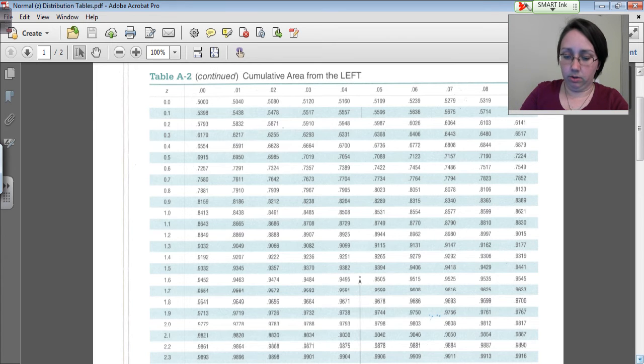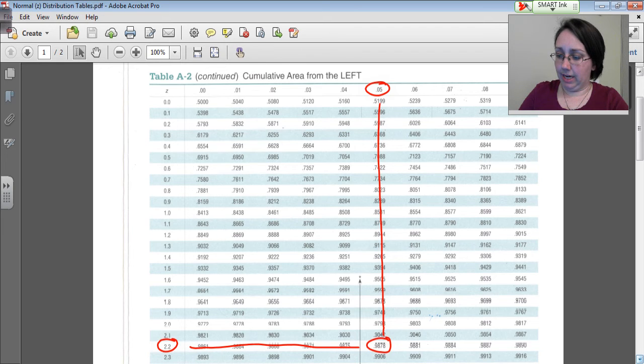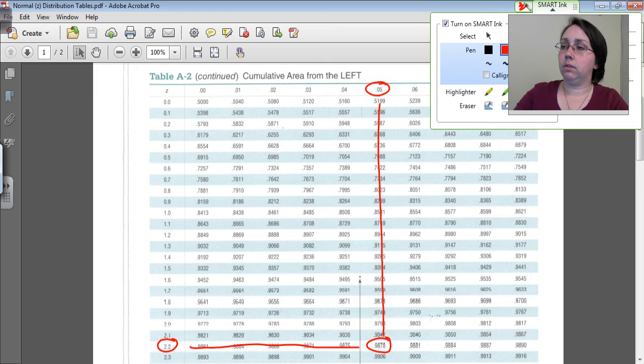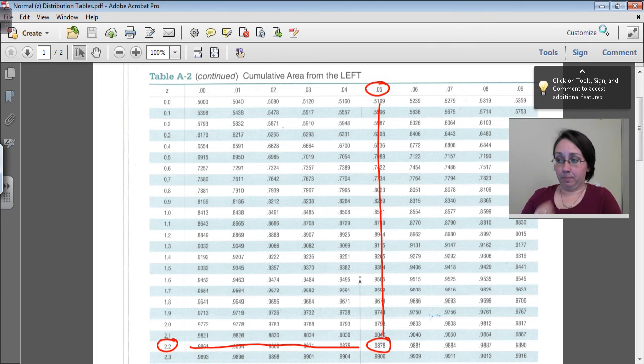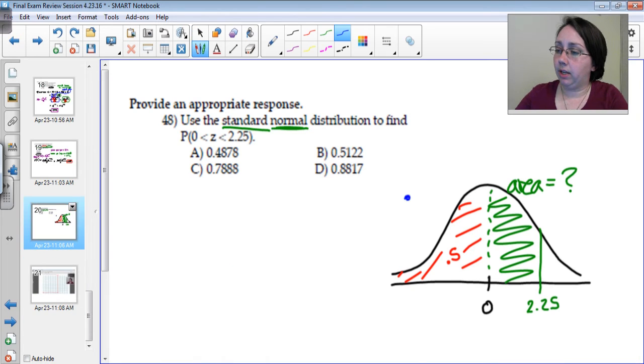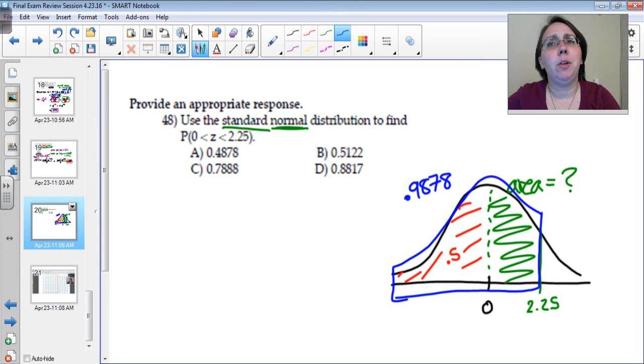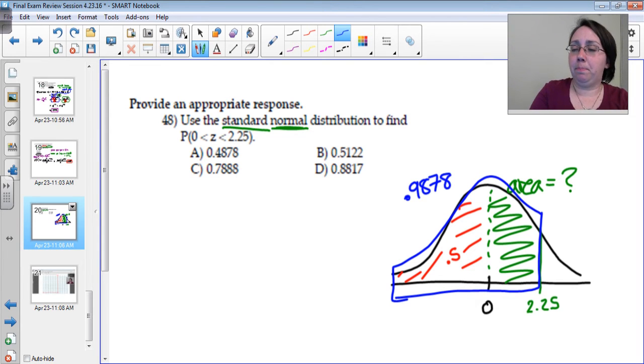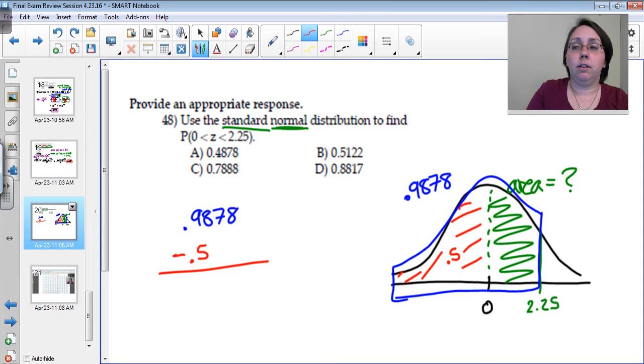Alright, so here's 2.2. We go across to under 5. 0.9878 is what I got. Now, where is this 0.9878 in the picture? Everything to the left of 2.25 is correct. Is that what we were looking for? So we're going to take our big 0.9878 and subtract off what we don't want, the red area. What will be left is what we're looking for. That's the green area.